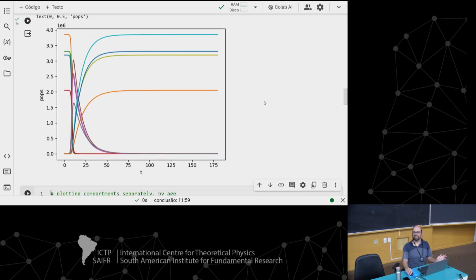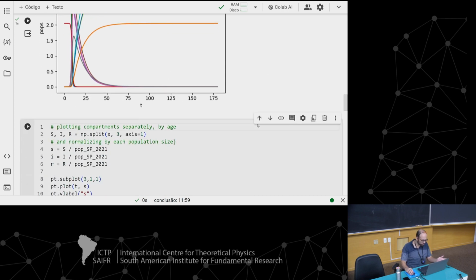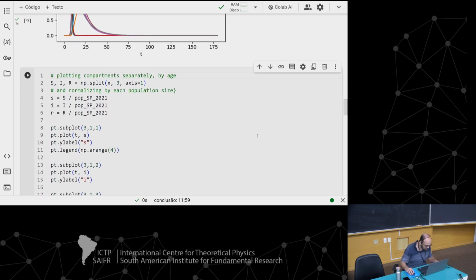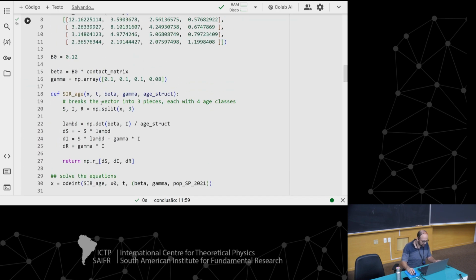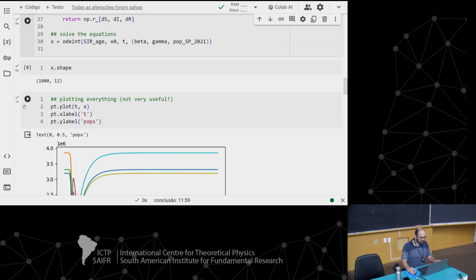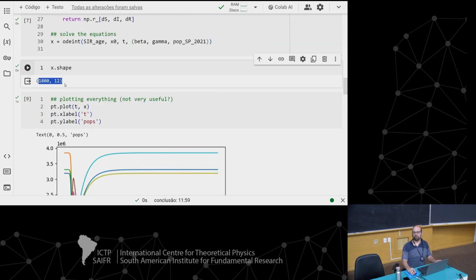This is a whole mess here. Why? Because I have 4 susceptibles with different values, 4 infectious, 4 recovered. This is really hard to understand. So what do we do instead? We split again. But now I have to be careful with this splitting, because beforehand I had only 12 elements to split in 3. Now I have 1,800 by 12 to split.